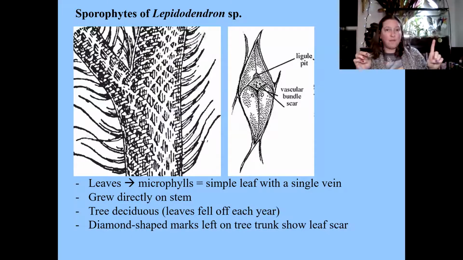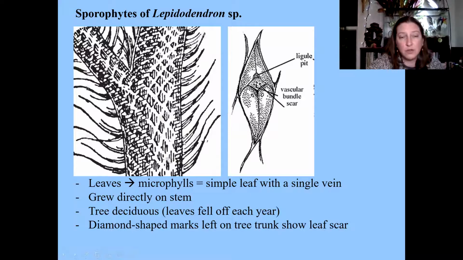Simple shape, one vein. They grew directly on the stem, just like in modern lycopods. But interestingly, it was a deciduous tree, meaning that the leaves would fall off every year, which is really interesting, particularly because these were growing in a tropical environment, and that doesn't happen that often. It must have been a dry season thing or something. Anyways, when the leaves would fall off each year, it would leave behind a mark of where that leaf had been that kind of looks like a diamond.